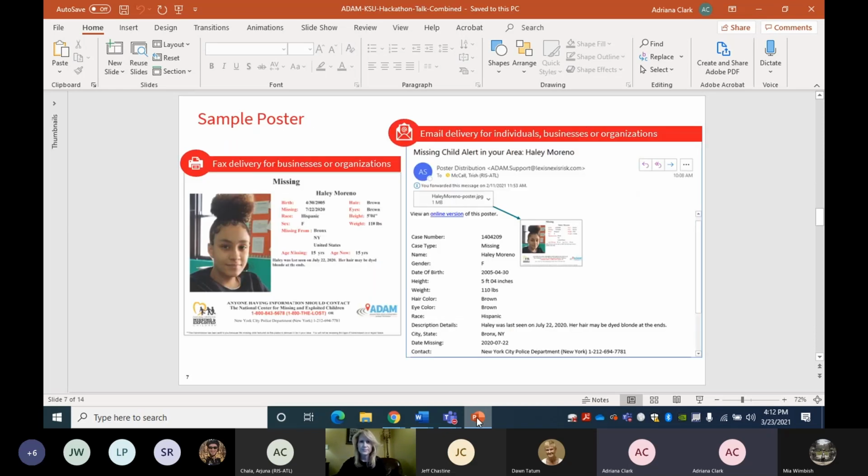Next slide. Okay, so after that last step, this is what is received by someone who is registered in the ATOM program. On the left is a poster of what is received by fax. And yes, there are still small businesses and organizations who have an active fax machine. And on the right is an example of the email message that's received with both the poster image attached and a link to view the poster online for sharing it further, perhaps on your social media channels.